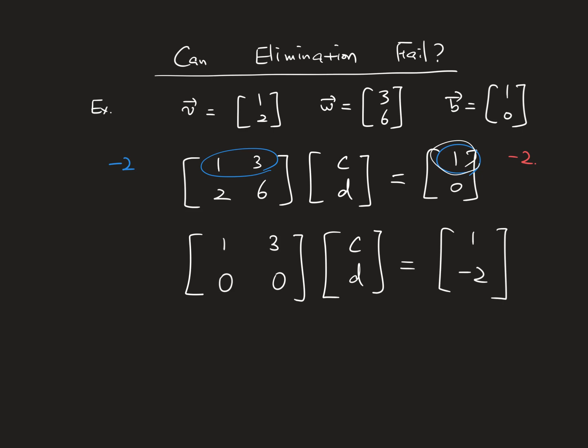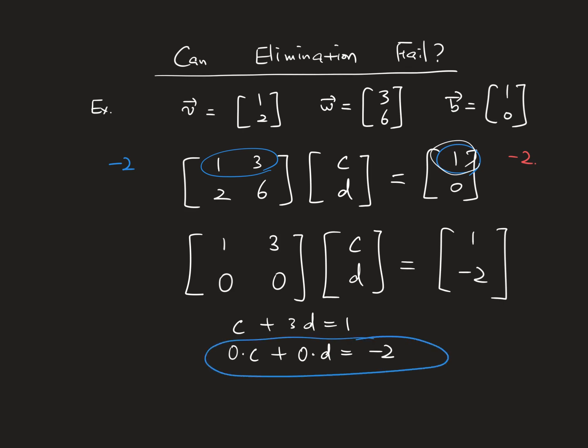The first equation is just c plus 3d is 1. This is no problem. But the second equation is 0 times c plus 0 times d is equal to minus 2. So this equation says 0 is equal to minus 2. This is not true, so in this case there is no solution.